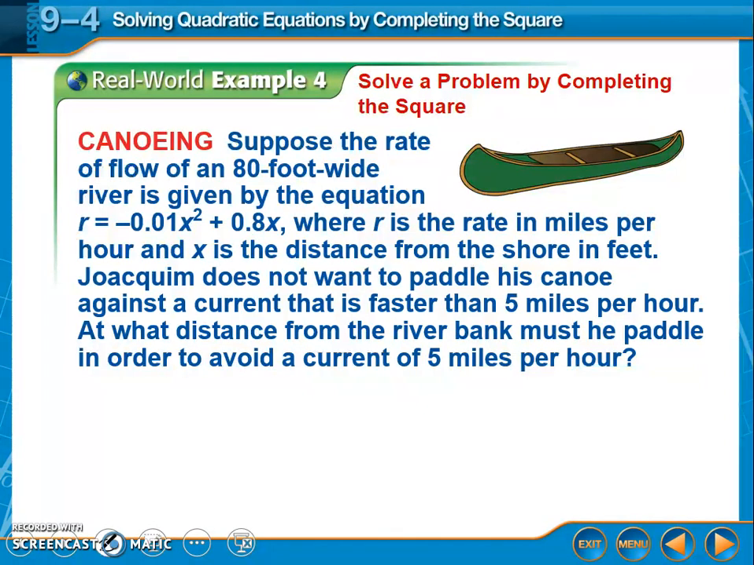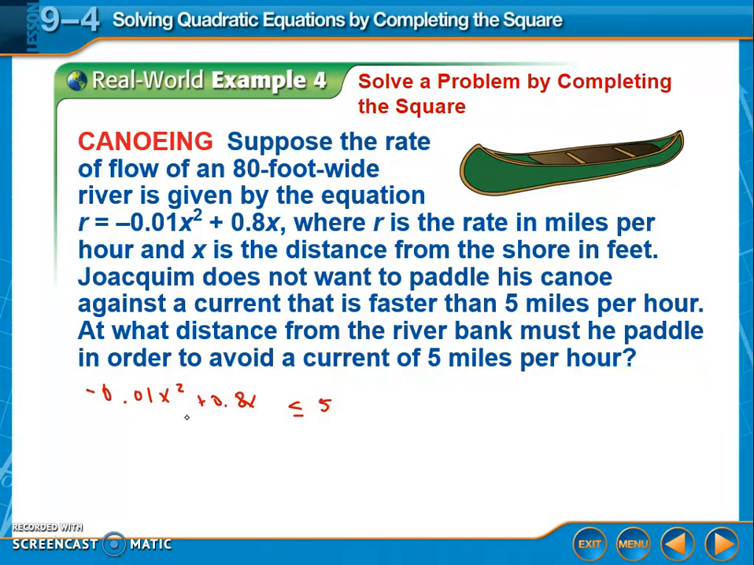Okay, so we want the rate to be less than 5, right? So I'm going to look for that point. So I'm going to do negative 0.01 x squared plus 0.8x. And we want this amount to be less than or equal to 5. Okay? Because he doesn't want to overcome that.